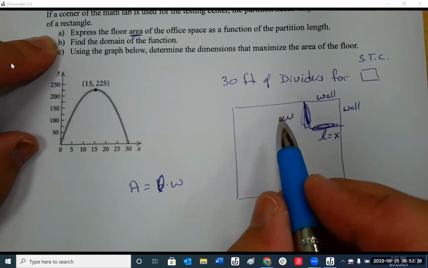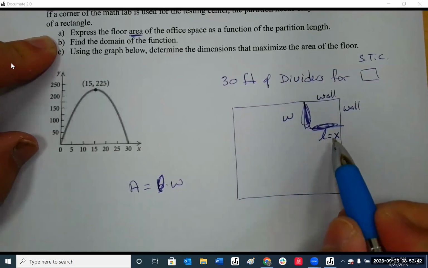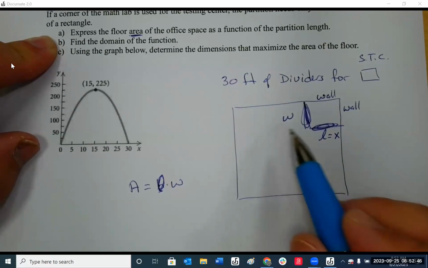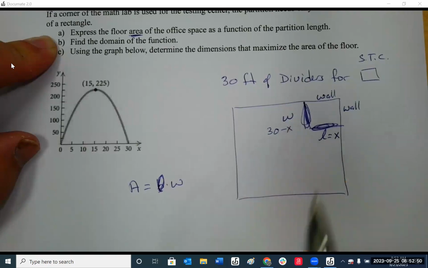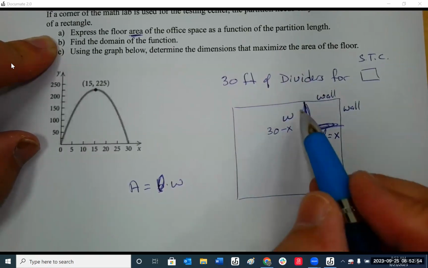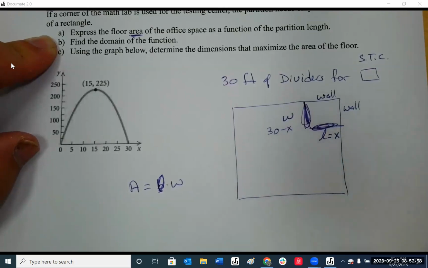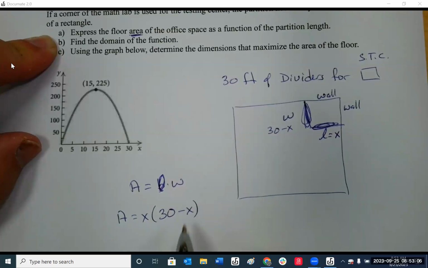You do know. Think about it. You just told me you had 30 feet of material. If I use X feet here, how many are left? You have 30, you take away X, whatever's left is over there. So if that's 10 feet, how much is over here? 20. Yeah, so it's 30 minus X. So we have the area is X times 30 minus X.